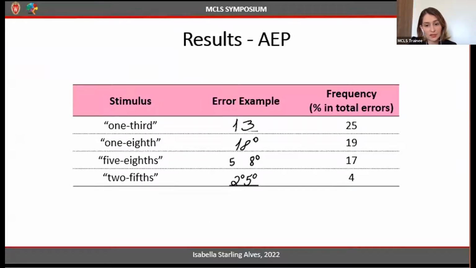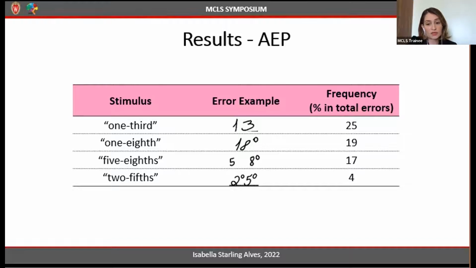So for syntactic errors, many participants wrote fractions as if it was a whole number composed of 2 digits. So for example, 1/3, they would write this as 13. This corresponded to 25% of the total errors. Many participants also wrote the fractions as ordinal numbers. So they would hear 1/8 and then write that as 18. This corresponded to 19% of the total errors.